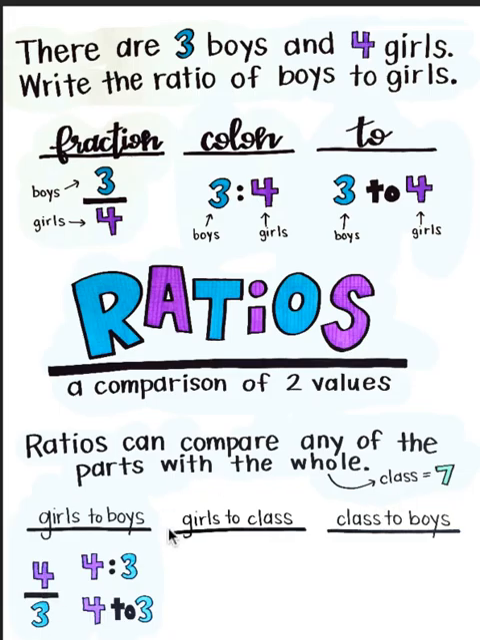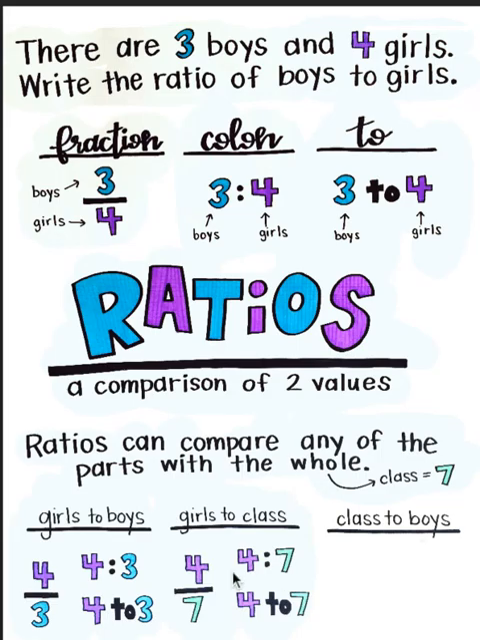The other one here, we're looking now at girls to class. So if we're looking at girls to class, I'll still take the same number for the girls, which is 4. And then I would compare that now with the number of students in the class. So my answer for this one would be 4 to 7.